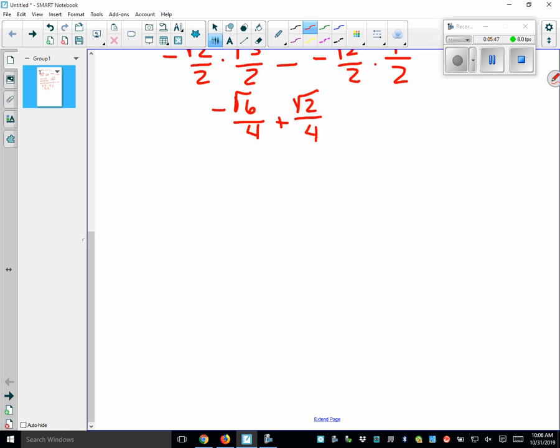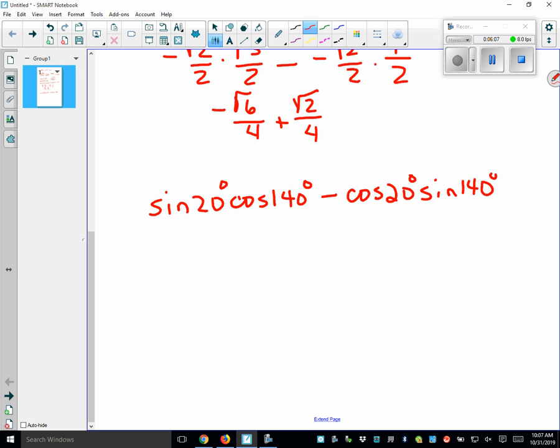What if I have sine of 20 degrees cosine 140 minus cosine 20 sine of 140? This is still part of the same topic. Yes, it is.